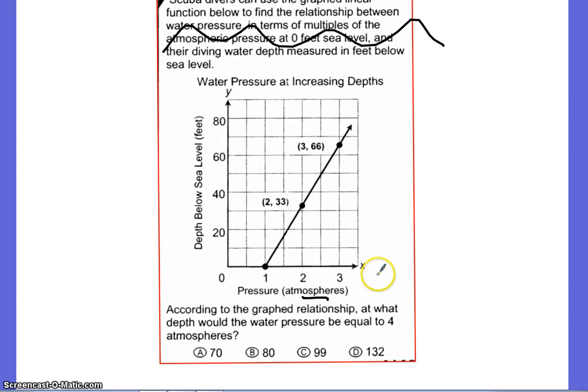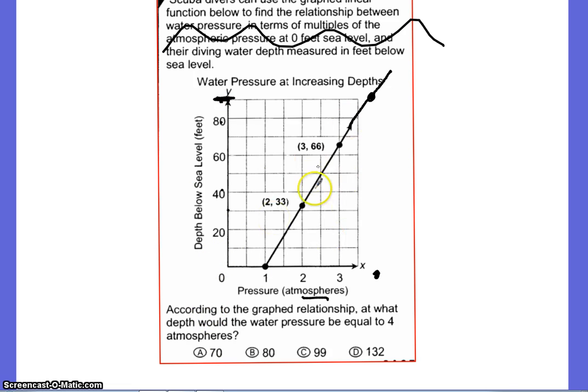Atmospheres is here, so this is 3.5. It's going to be like right here, right? So you've got to extend this line. So we went over, and then we're going to go over one. So it ought to be like right about here. So where would this be at? 20, 30, 40, 50, 60, 70, 80. Looks to me like it would be really close to 90.